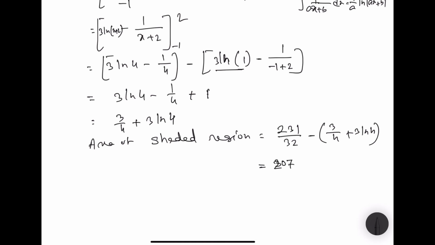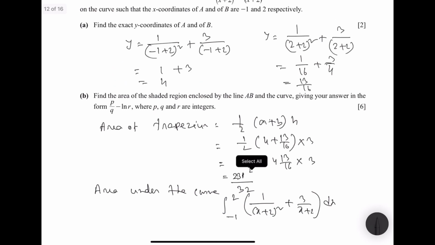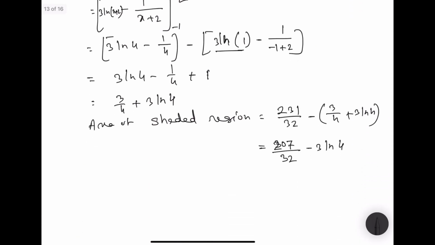207 divided by 32 minus 3 ln 4. But it is written in the question to write the answer in p by q ln r form. There is no coefficient of ln, so we can just cut this 3 and write it on top. According to the law of logarithm, 4 cube is 64. So I think this is the correct answer to solve this one.